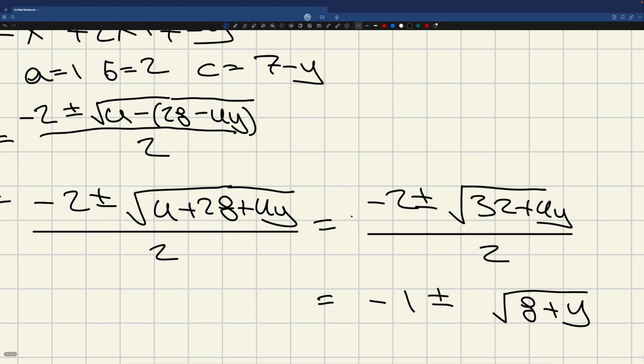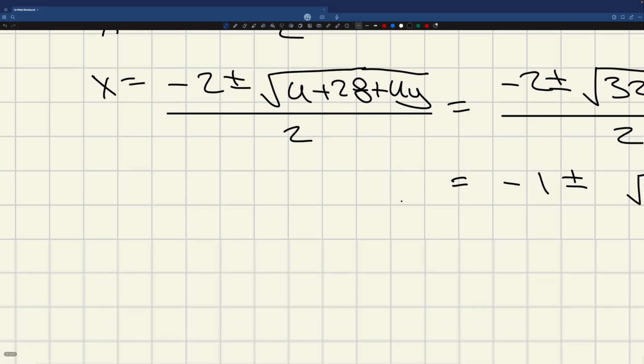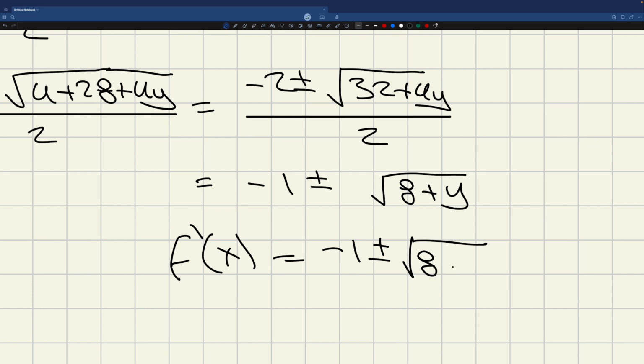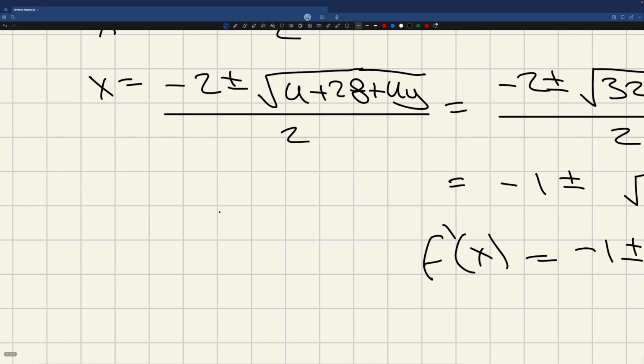Now, don't forget that all this time we're just trying to figure out the inverse function. So what do we do here? Well, we say f inverse of x is equal to negative 1 plus or minus the square root of 8 plus x. Done. Problem solved. And this is just as hard as inverse and just basic functions go in the GCSE.